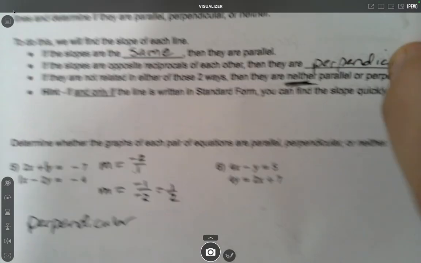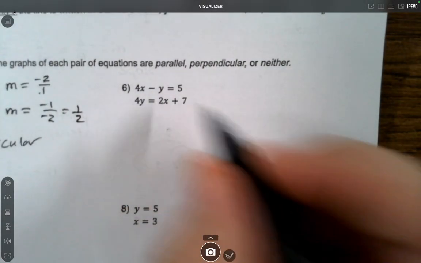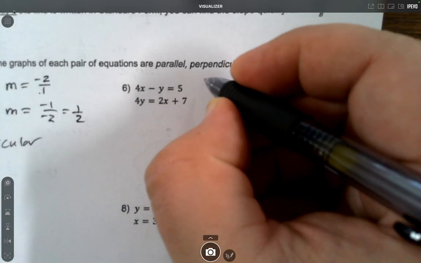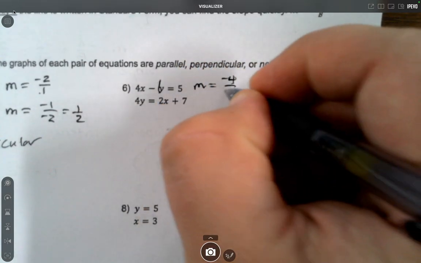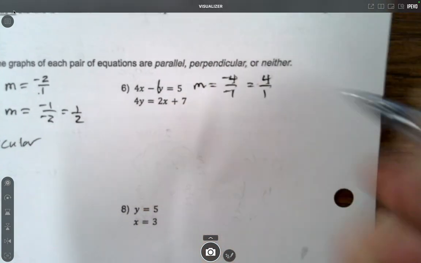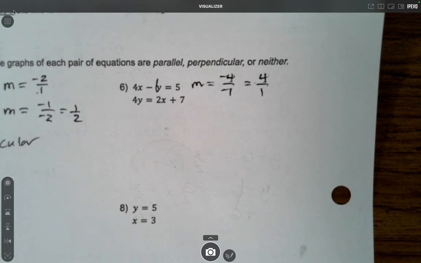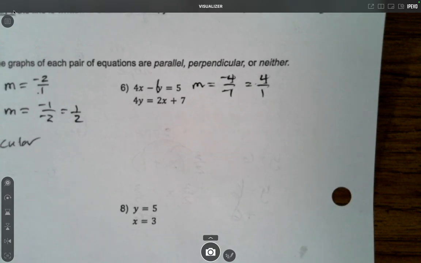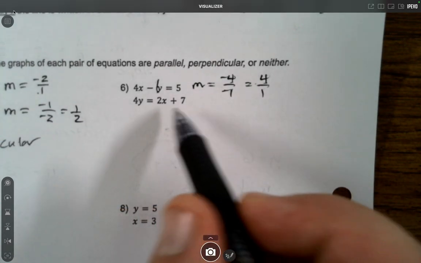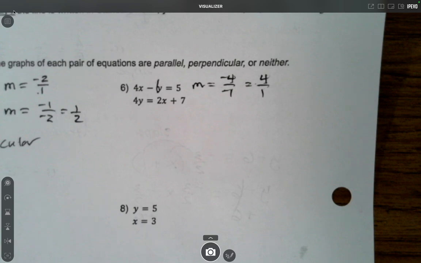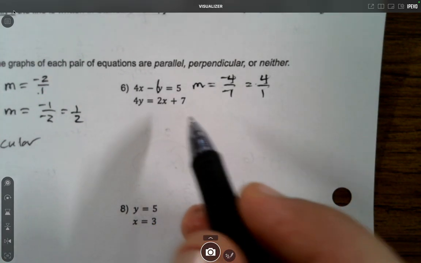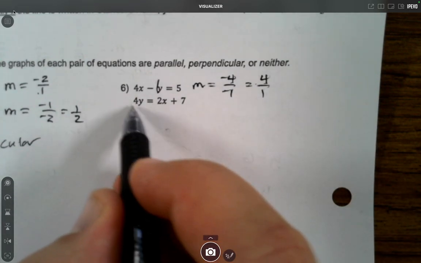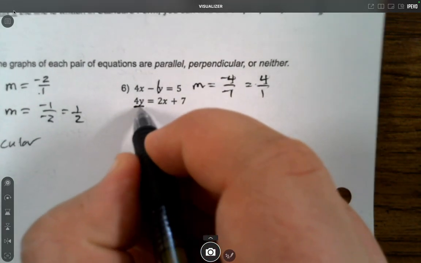Okay, on number 6, the first one's in standard form, so we can use the negative a over b trick. So we do negative 4 over negative 1, which is positive 4. And I'm just keeping it in fraction form because that way it'll be easier to see if the result is flipped or not. Now this one's not in standard form. It may look kind of like that, but the x and y are not on the same side. So you could put this in standard form and check out the slope. That's fine. Personally, since y is already in a term by itself, I would just divide everything by 4.